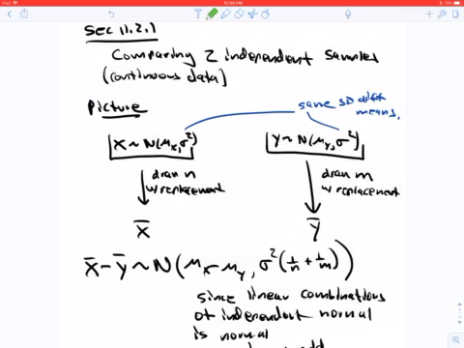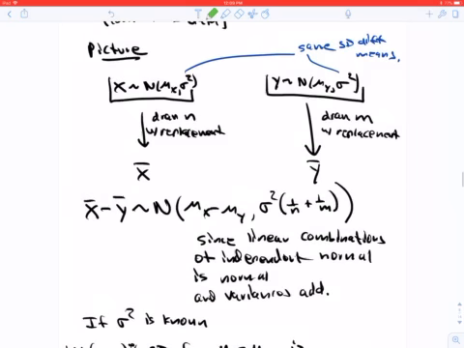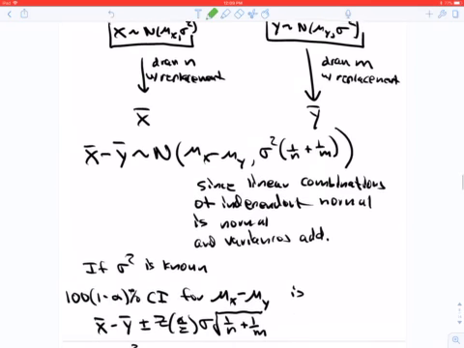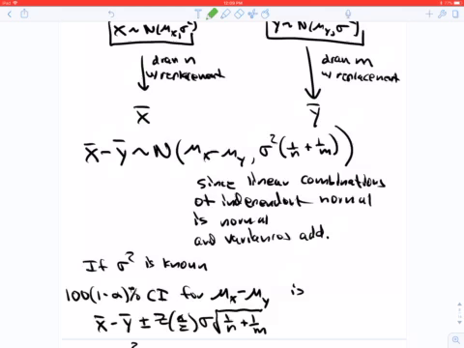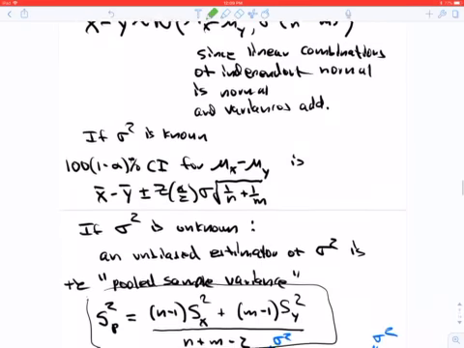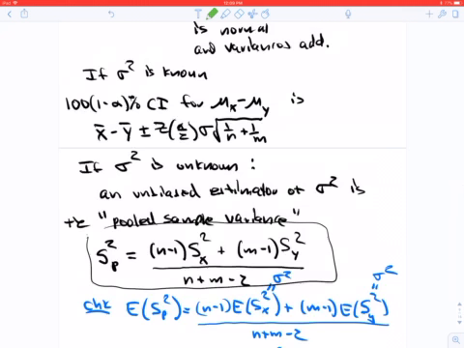Let's see how this works. So we have 2 independent samples. I'm assuming I have continuous normal data here. And so then x bar minus y bar is normally distributed because any linear combination of normal is normal. The mean is mu x minus mu y, and the variance is sigma squared over n plus sigma squared over m because x and y are independent.